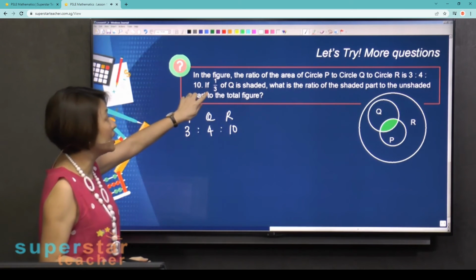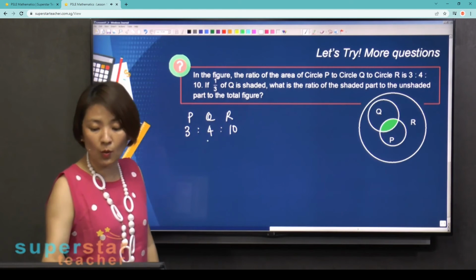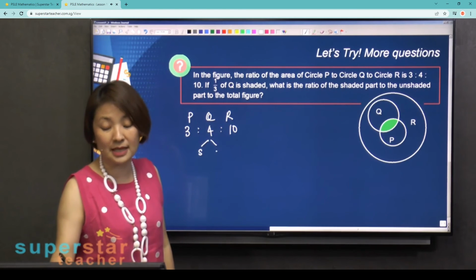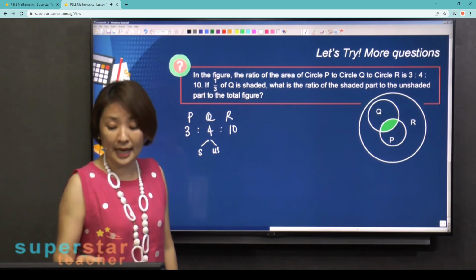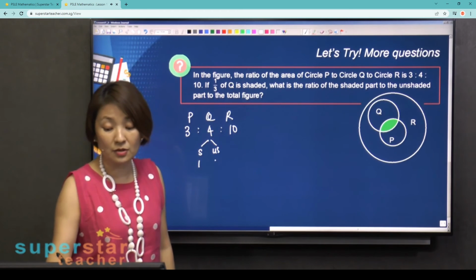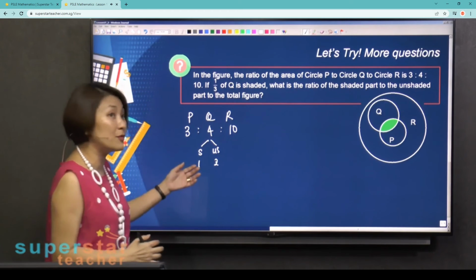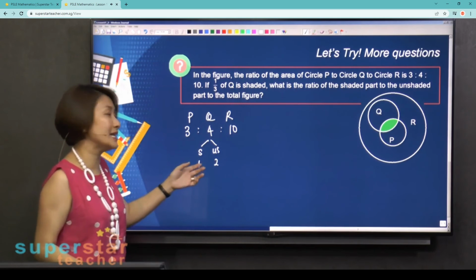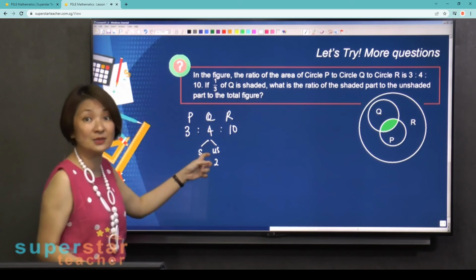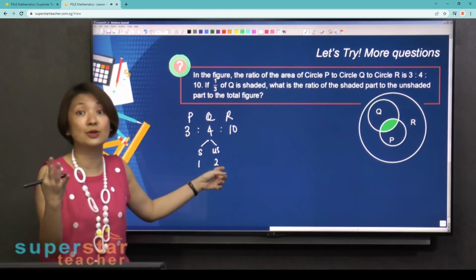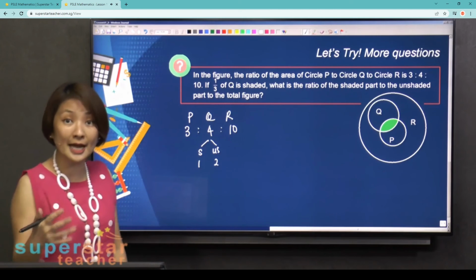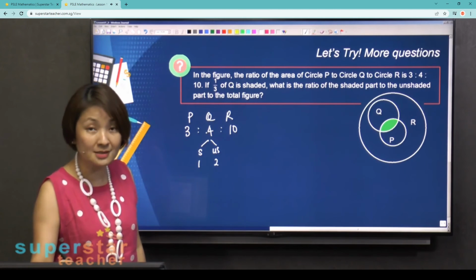Okay, then I read on. They say if 1/3 of Q is shaded, so 1/3 of Q is shaded, the other side must be unshaded. This is 1 and this will be 2. Now, if you recall from my ratio questions, I would say there's a magic triangle. It doesn't make sense, right? How can 4 be made into 1 and 2? That's 3 parts only.